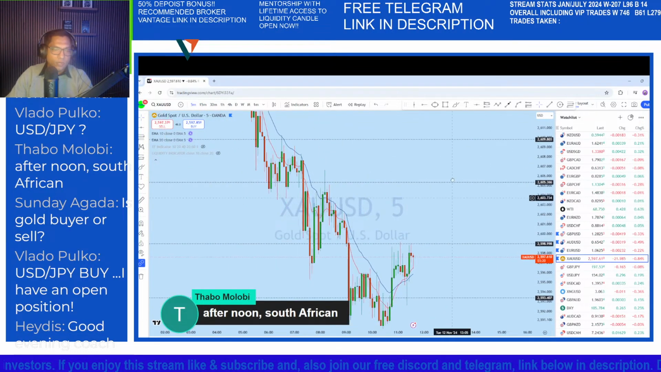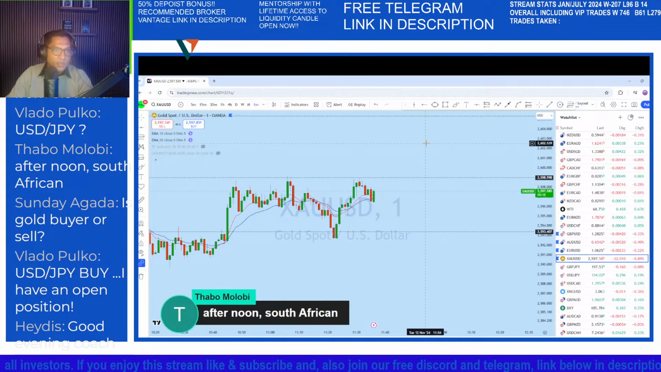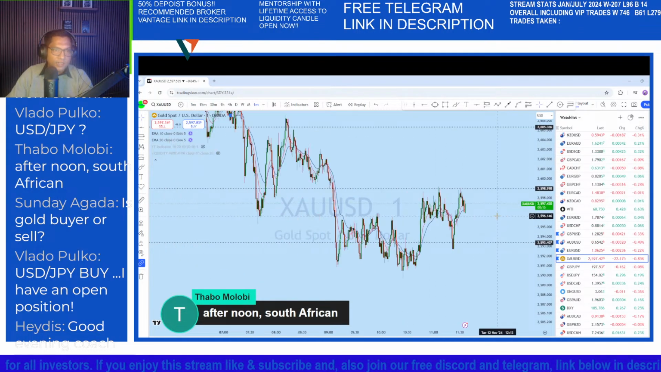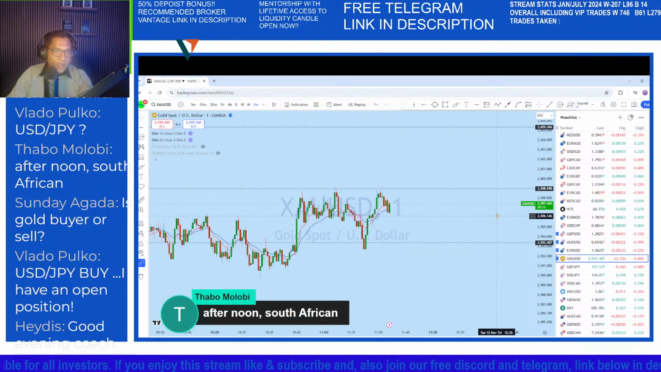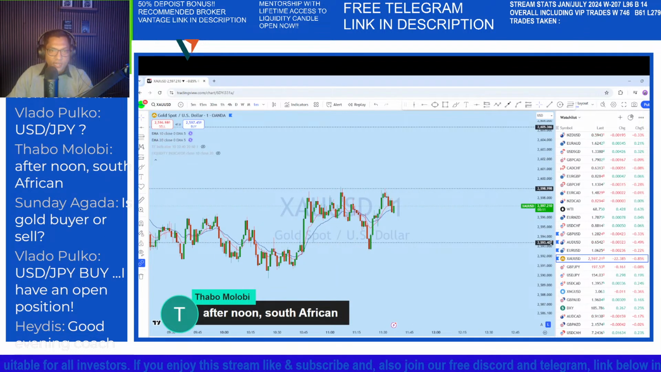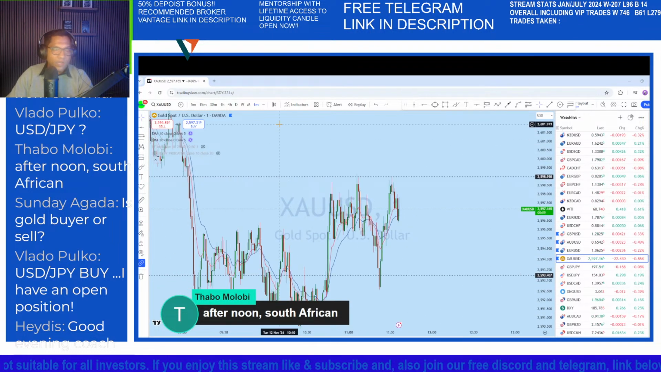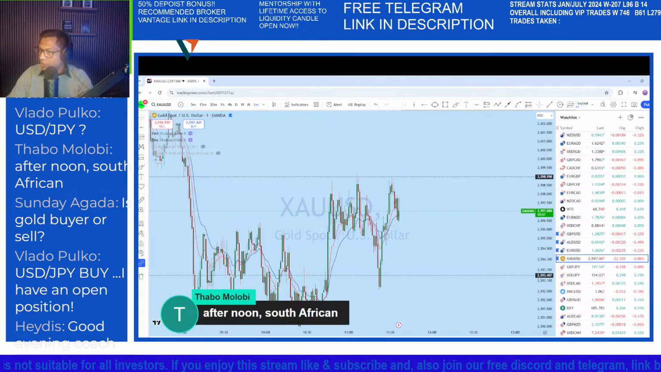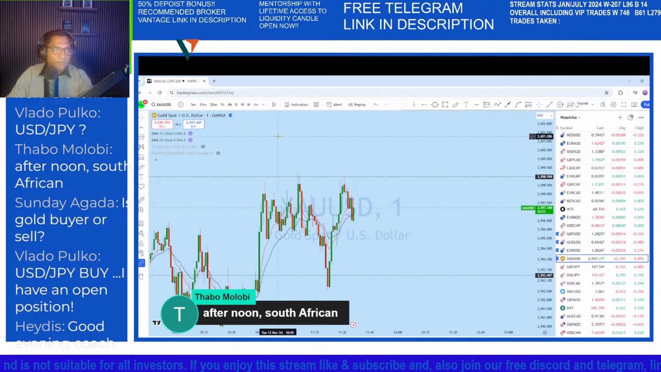Okay, let's first look at this one, as this market is currently trying to break the swing high. Because it's in a downtrend, any break of the swing high can give us a potential entry opportunity.